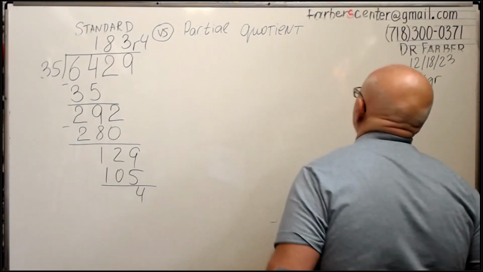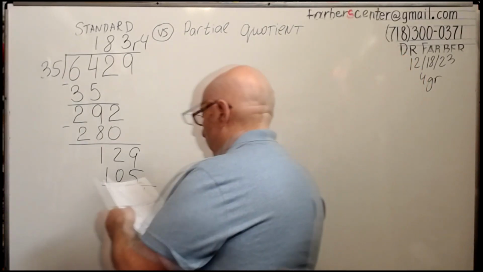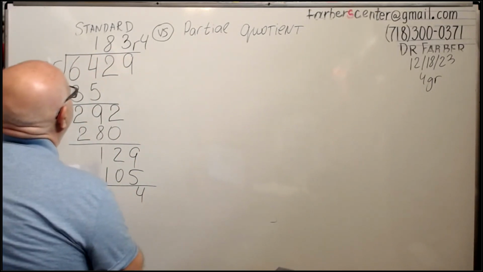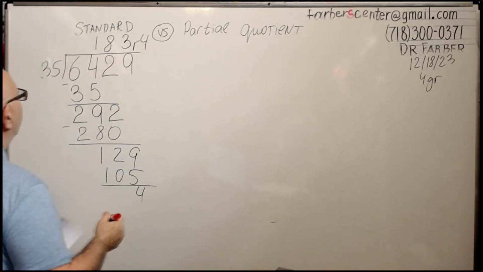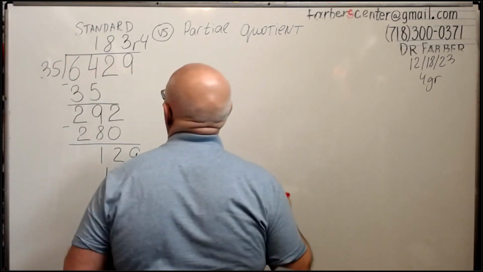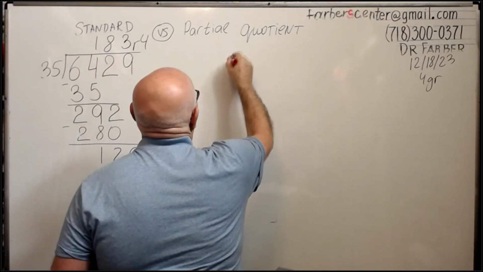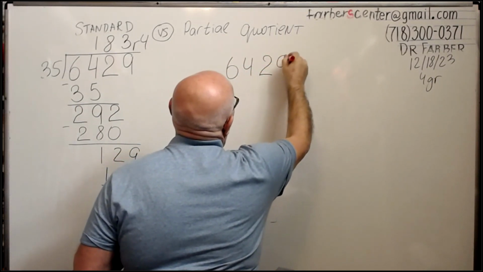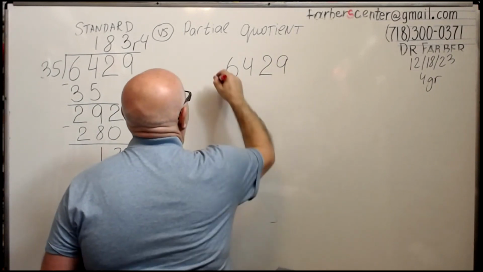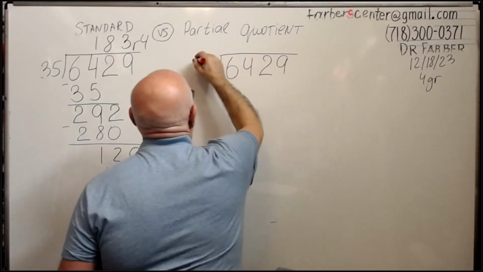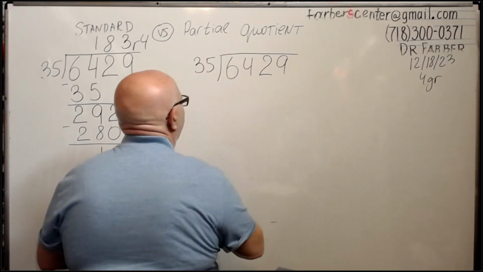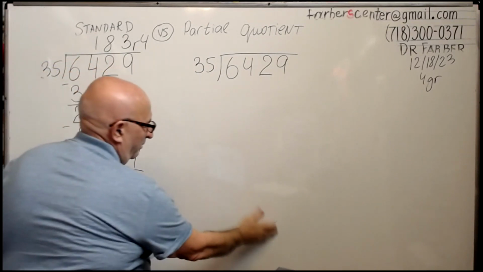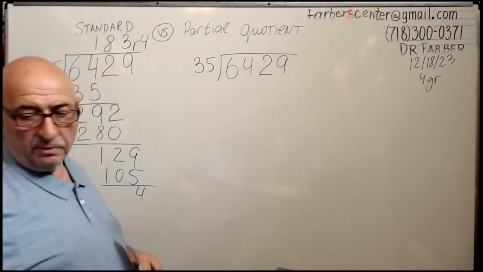I will use the same number for you, if you found the pattern. But apply partial quotient. 6, 4, 2, 9, I divide by 35. Only make a little bit smaller digit because I need to have enough room, because partial quotient is longer. Take more room.